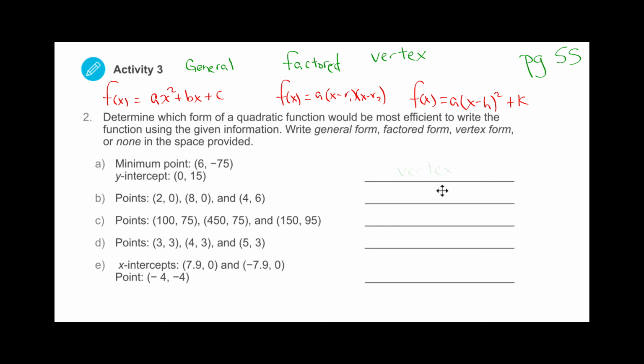So we're going to write that down. Vertex, done, easy peasy. Part B here, they give us the points (2, 0), (8, 0), and (4, 6). These represent roots, the first 2, right? So if they're giving us 2 of the roots, then I can plug that into the factored form. That's probably what I would use for that one.